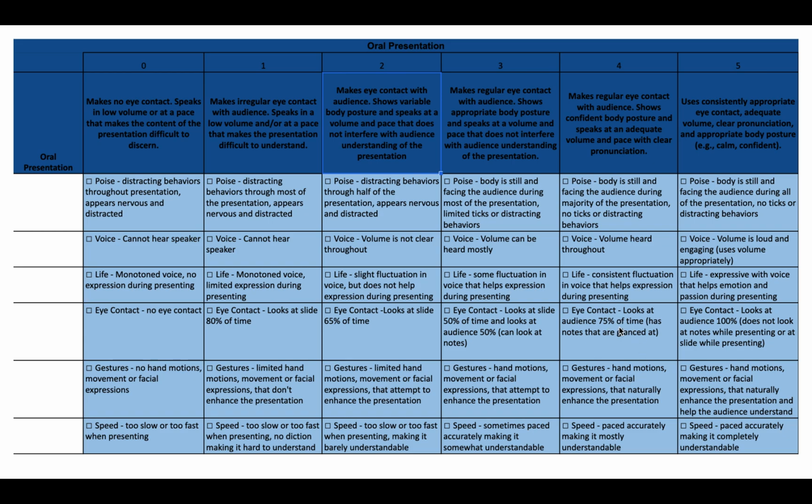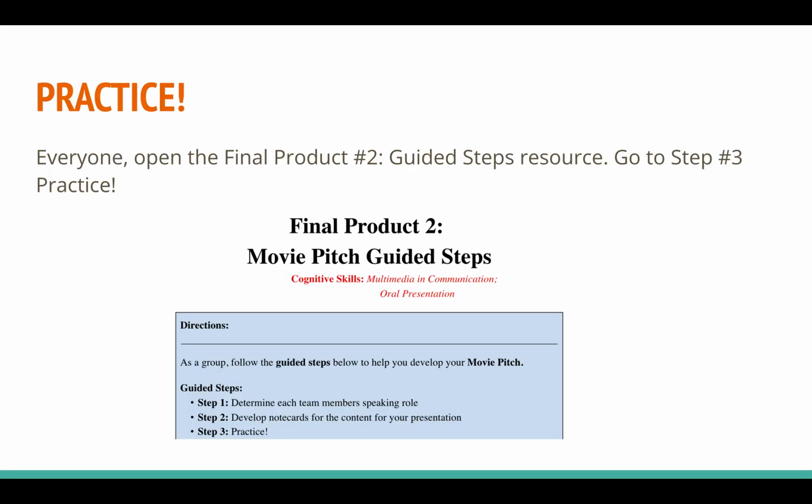Eye contact, this one's a really important one. I know we made note cards, but you need to make sure that you're looking at the audience at least 75% of the time, okay? You're just glancing at those notes. So keep practicing so that you don't have to use those note cards as a crutch. Gestures, hand movements, or facial expressions that naturally enhance that presentation. And then speed, paced accurately so that everyone can understand you, okay? So these are the things that I am looking for in your oral presentation. It is the PV legs that we have been working through in English class, okay?